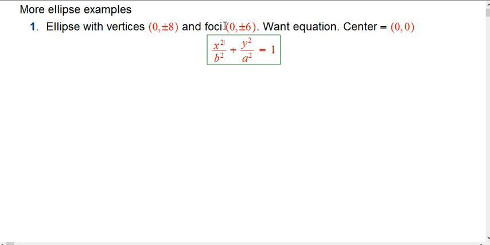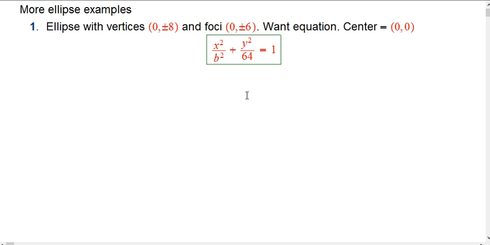Well, the vertices are 8 units away from the center, so we know A is 8, or in other words, A squared is going to be 64. Okay, so that's known. And then we also know the foci, and we want the equation for this ellipse.